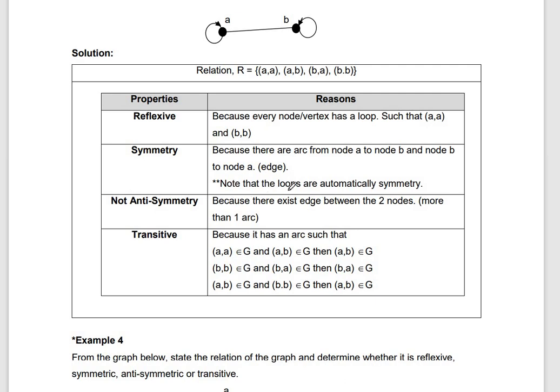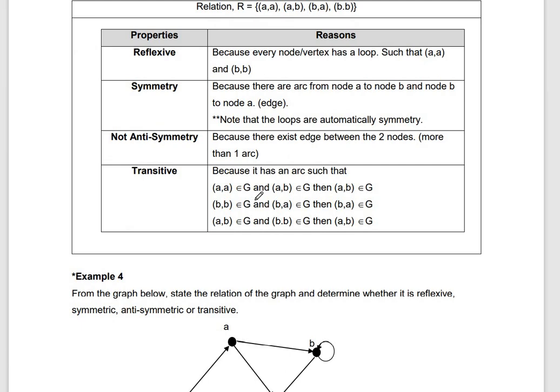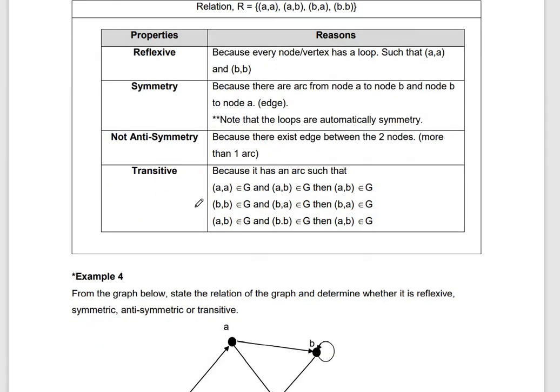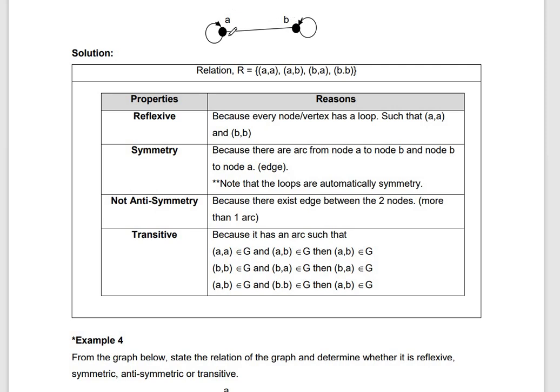Tulis dah kat situ, note that the loops are automatically symmetry. Okay, anti-symmetry. Dia tak boleh ada edge, dia kena ada arc. So, there is not anti-symmetry sebab dia tak ada arc. There is an edge between two nodes. There is more than one arc. Maksudnya, there is an edge between two nodes. So, tak boleh ada no edge. So, transitivity. Untuk yang ni, kita tak boleh form dia punya triangle sebab dia ada dua node sahaja.